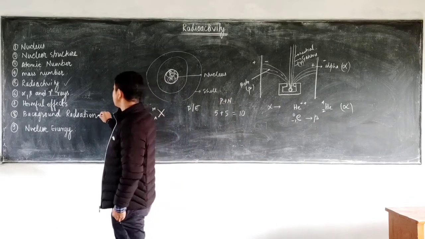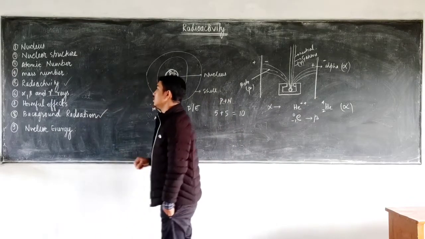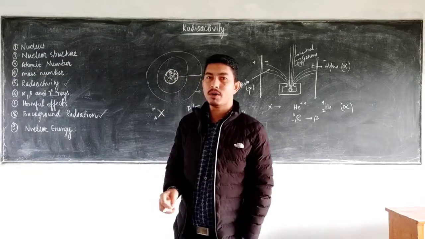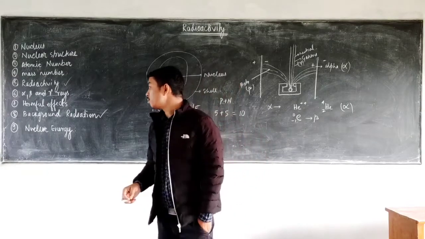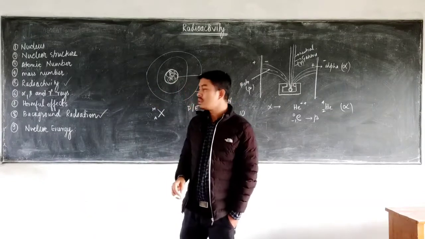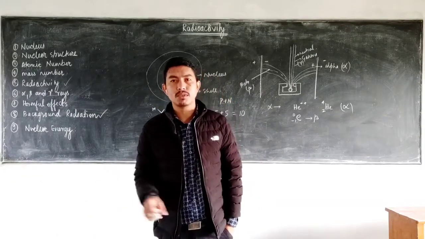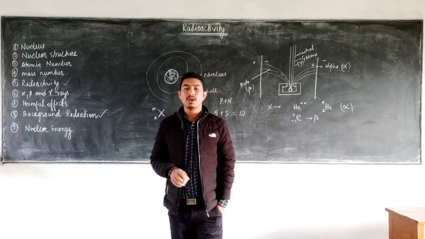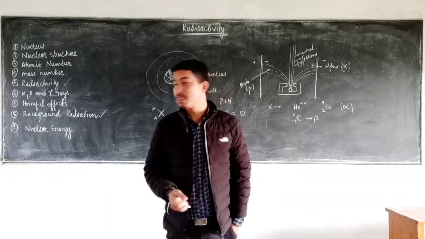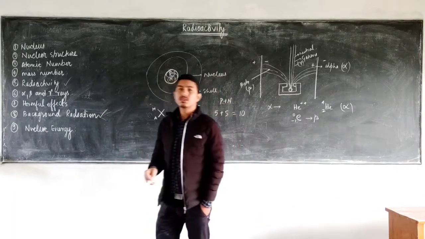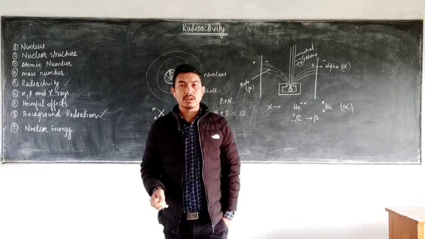So now coming to the eighth topic, background radiation. We may be thinking that since we are not working in a nuclear power plant, we are not exposed to radiation. But it's not like that. All of us are continuously exposed to some amount of radiation, but the amount is quite low and does not cause us any harm. There are two kinds of background radiation: one is the internal source and the other is the external source.